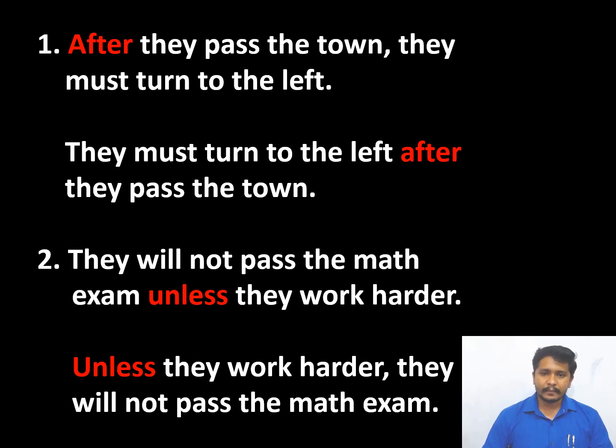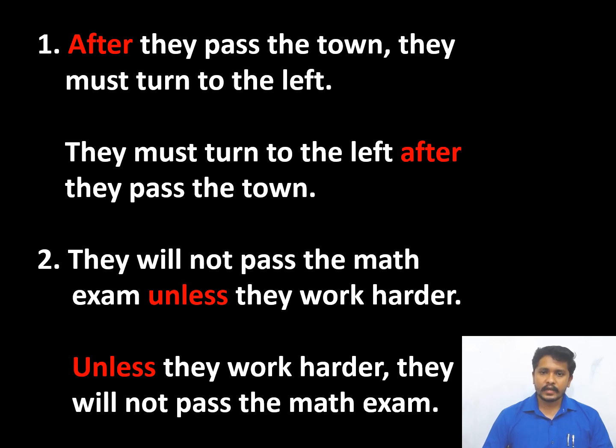See, after they pass the town, comma, they must turn to the left. They must turn to the left is the independent clause, used at the beginning after they pass the town. So when the subordinating conjunction comes in the middle, we don't use any comma. Remember, when the dependent clause comes first, we always use a comma after that. When the independent clause comes first, there is no comma.